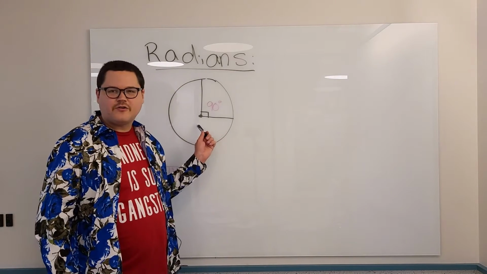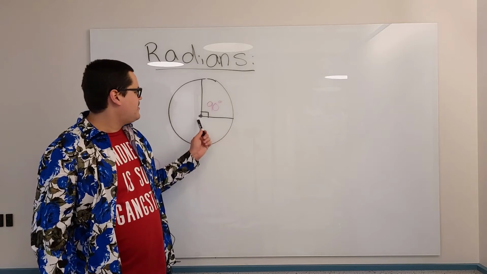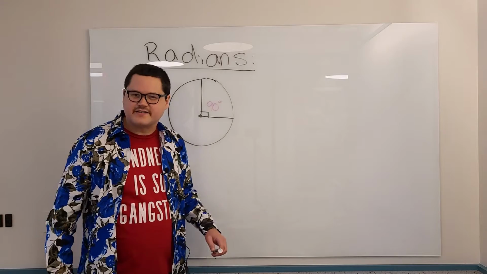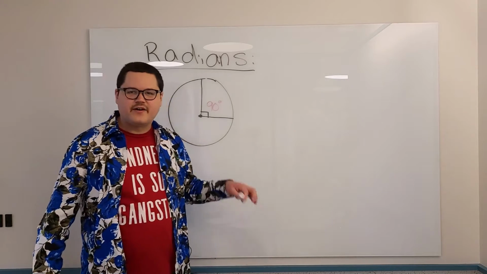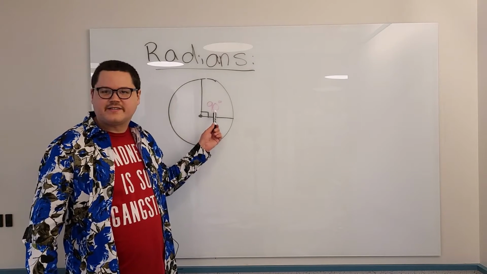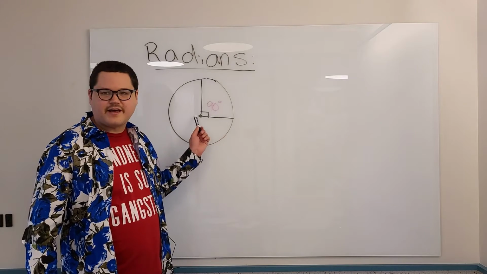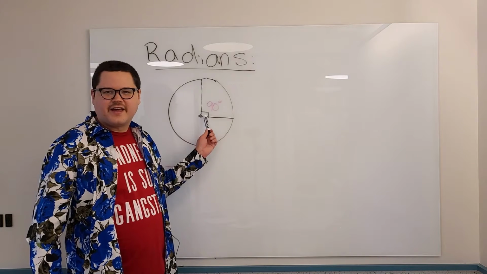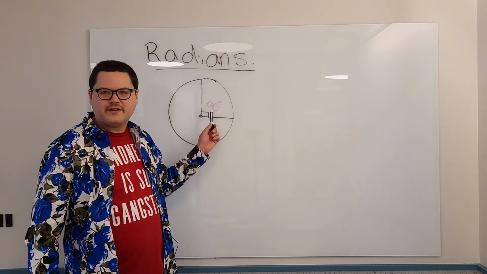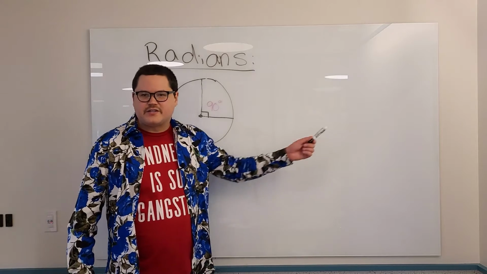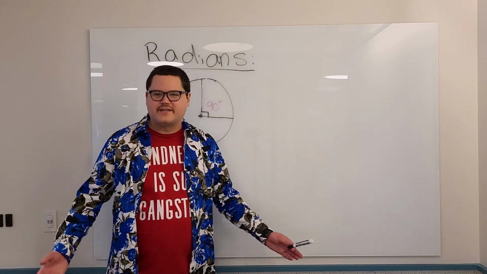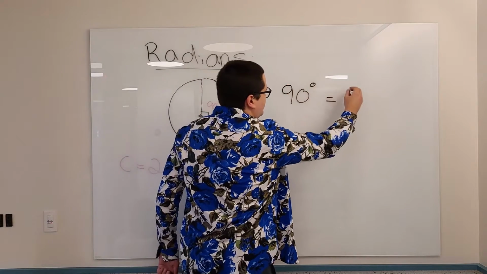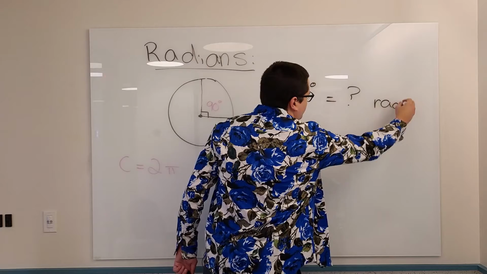We'll begin with a quarter circle. Now we know that with degree measure, a quarter circle is a quarter of 360. So 360 divided by 4, we say that this is 90 degrees. That's a right angle. But how many radians would we say this angle is? In other words, if I wanted to convert 90 degrees to so many radians, what's the answer? 90 degrees is how many radians?